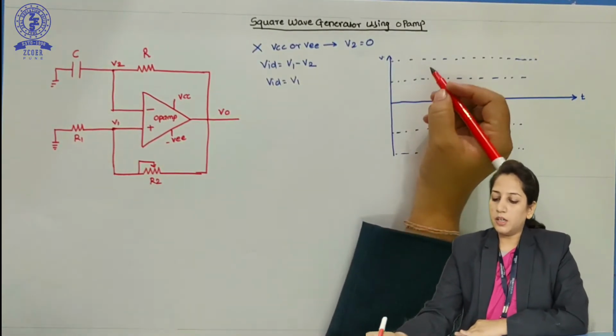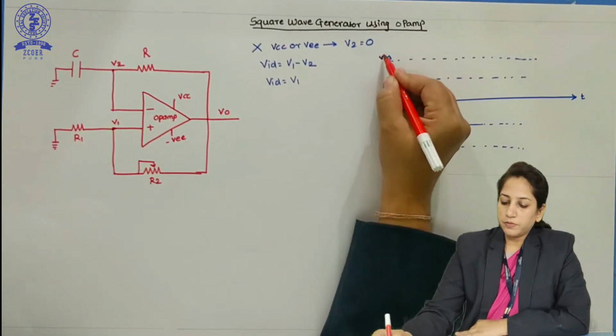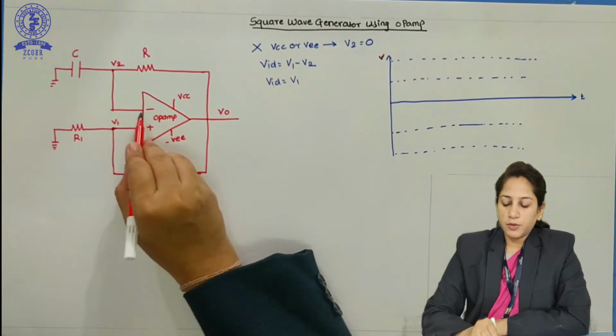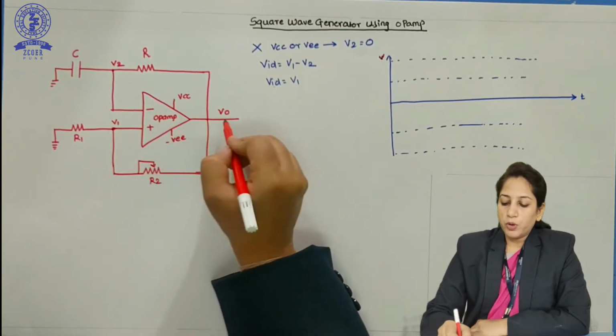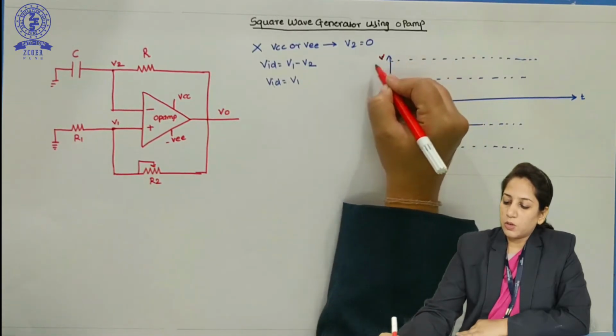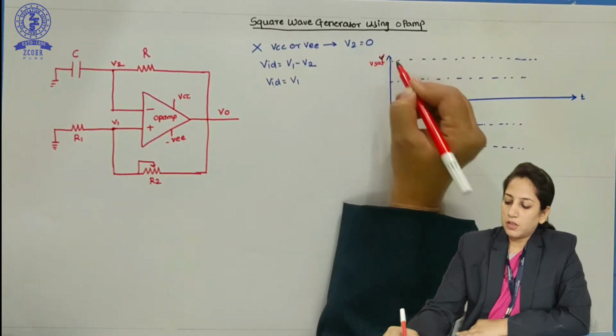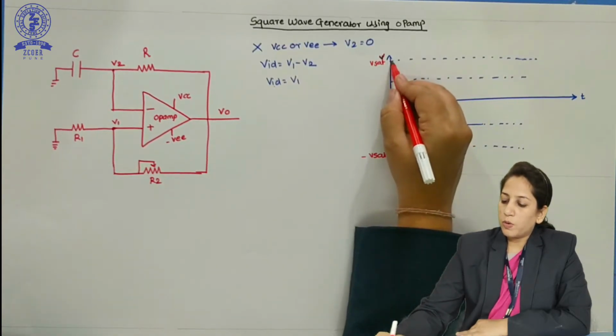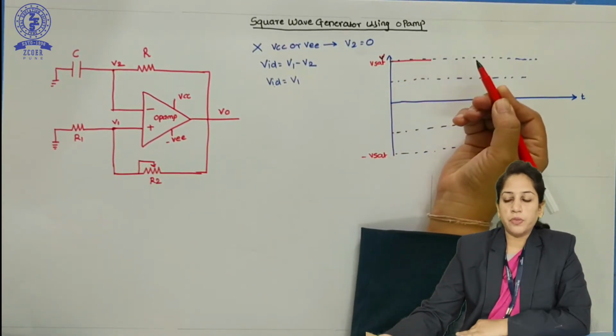So here, whenever VID is equal to V1, there will be initially 0 voltage at V2. So at that time my output will go into positive V saturation. So this is V saturation, this is minus V saturation. So it will go into positive V saturation.